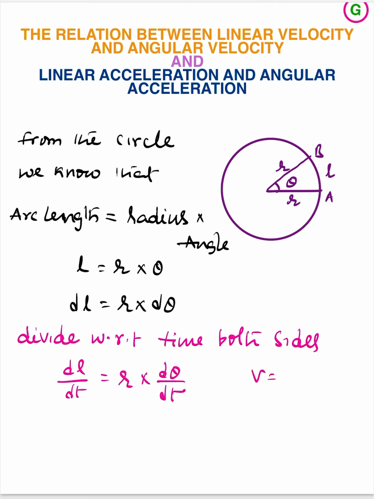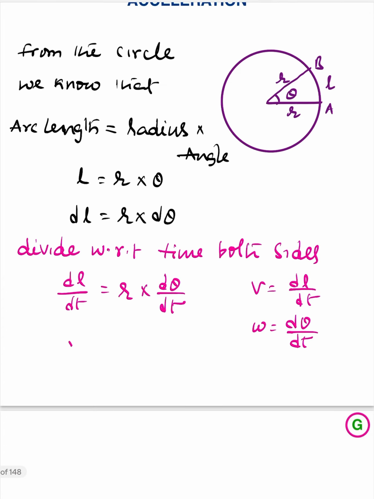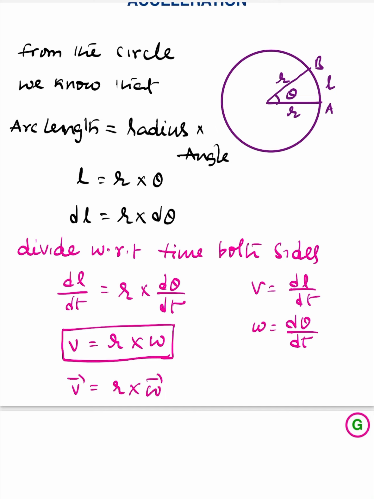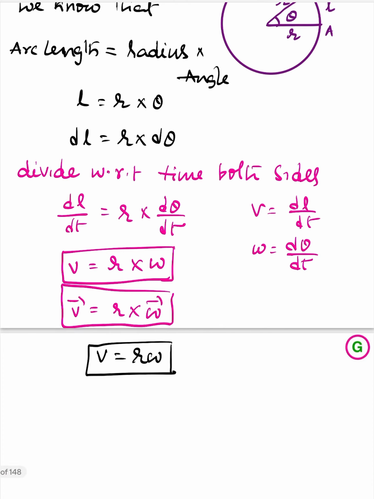We know linear velocity is dL by dt, and angular velocity omega is d theta by dt. Therefore dL by dt is nothing but v, equal to R into d theta by dt, which is nothing but omega. So in vector notation, v bar equals R into omega bar. So the relation between the linear velocity and angular velocity is v equals R omega, where omega is the angular velocity and v is the linear velocity.